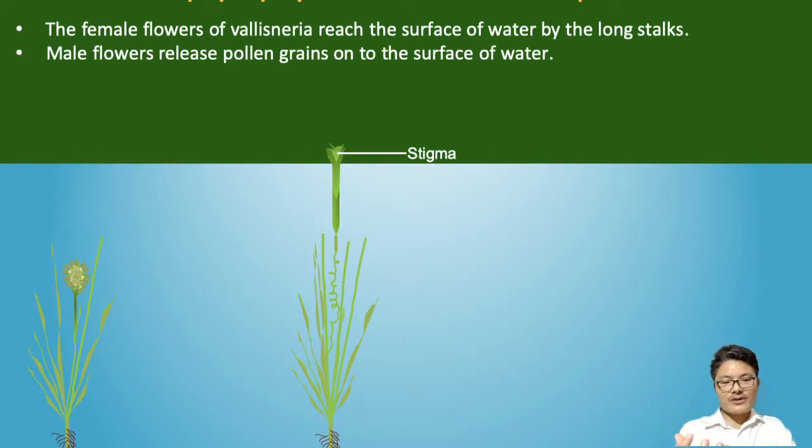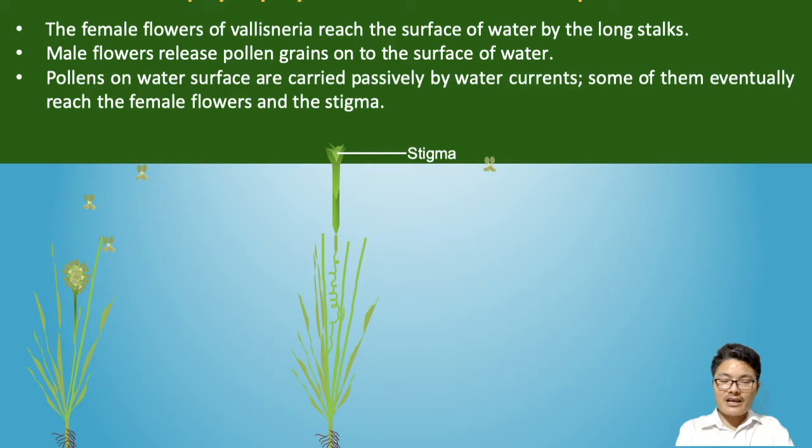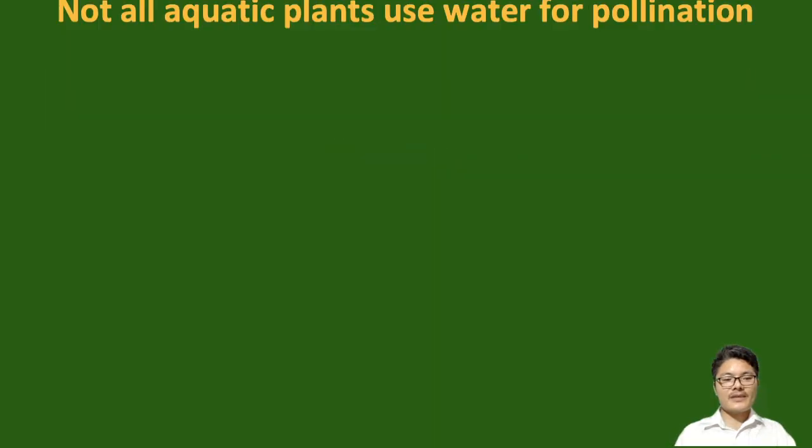Male flowers release pollen grains onto the surface of water. After release, the pollen grains on the surface are carried by water current very slowly towards the female flower, and later interact with the stigma of the flower, and eventually successful pollination occurs. So in Vallisneria, epihydrophily occurs: pollination on the water surface. Epi means above the water surface. That's why we call it epihydrophily.